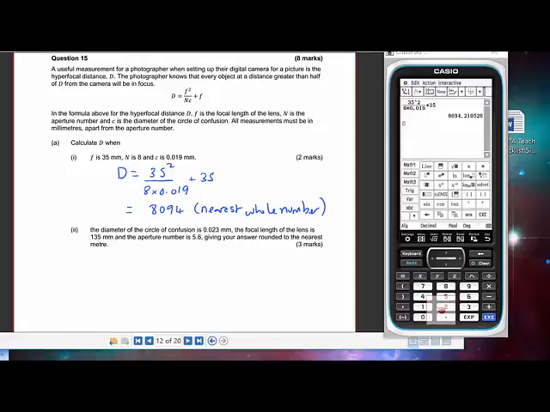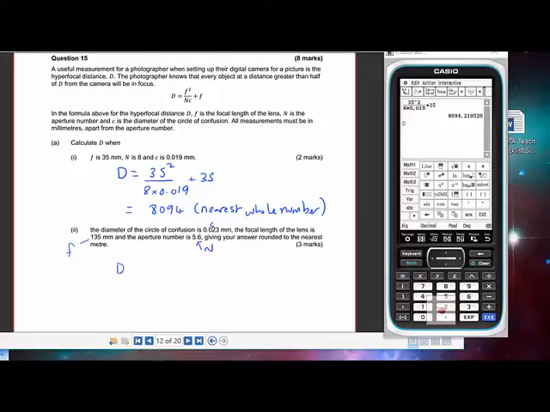Then the diameter of the circle of confusion is 0.023, so that's the value of c. The focal length of the lens is 135, so that's our value of f, and the aperture number is 5.6, so that is our n, and we want this one to the nearest meter.